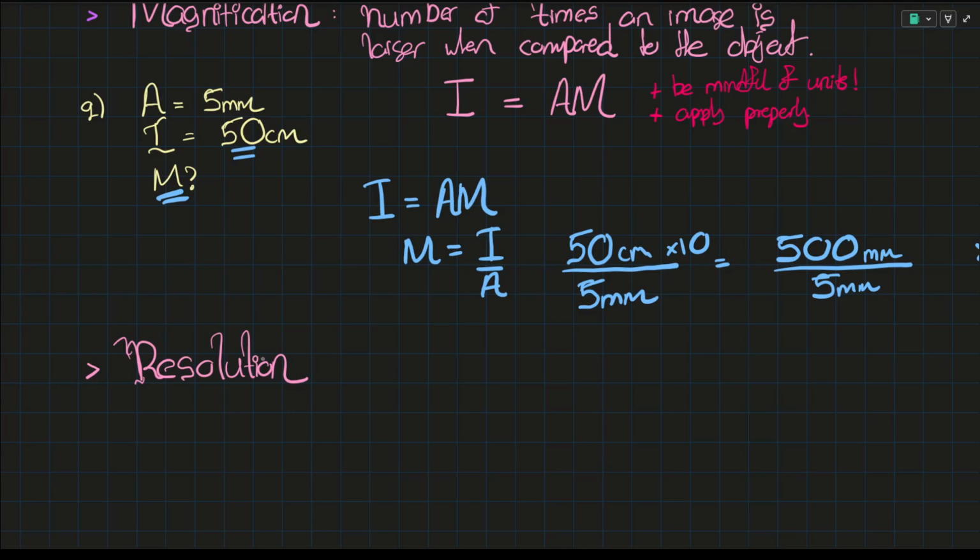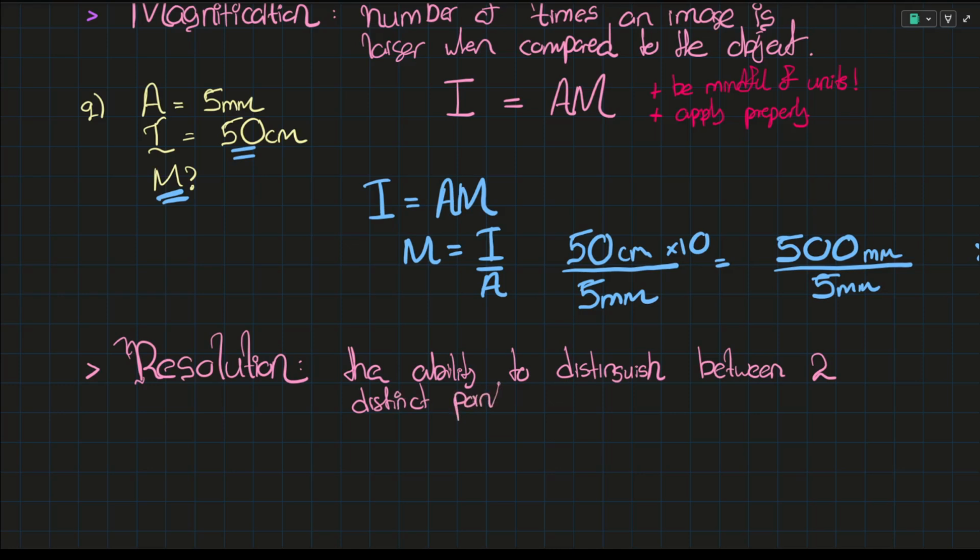This is basically the same idea when it comes to magnification and microscopes. So I'm going to word it like this. See if you can get the gist of it. Now, resolution is the ability to distinguish between two distinct points. Two distinct points of any specimen.